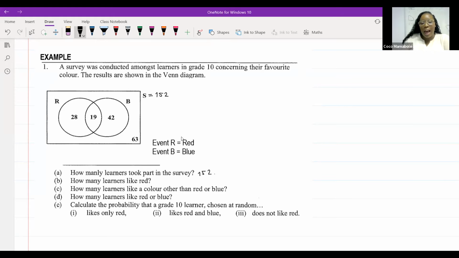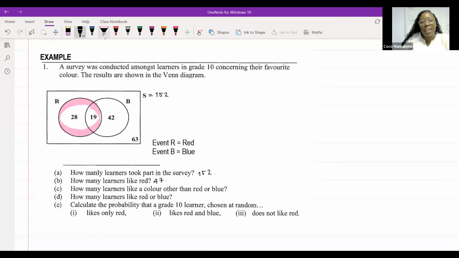Now it says, how many learners liked red? So what we're going to do is count how many learners are in the red. Let me highlight it in pink maybe. There we go. How many learners like red? We are told that 47. 28 plus 19 is 47.